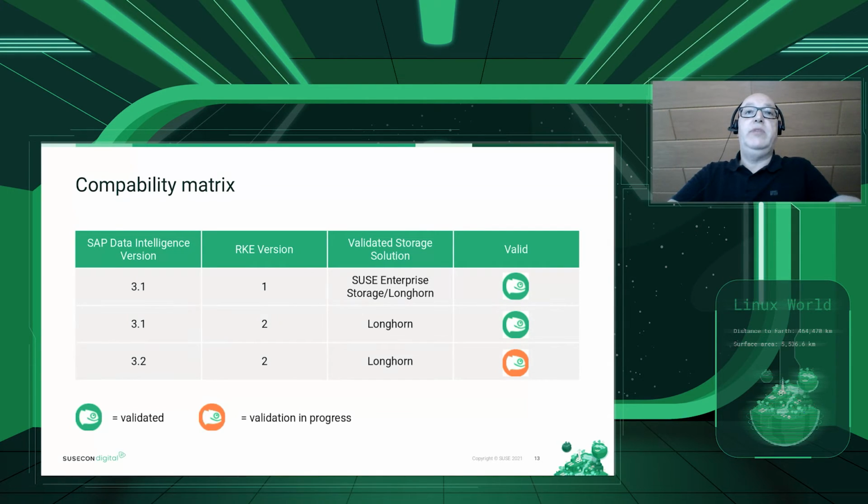The validation of SubData Intelligence on the different Kubernetes engines is performed by SAP and the Kubernetes engine vendor, in this case RKE, and SAP. We validated SubData Intelligence version 3.1 with RKE versions 1 and 2 using the SUSE Enterprise Storage or a Longhorn data storage cluster. Work in progress is the validation of SubData Intelligence version 3.2 with RKE version 2. So with this, I will hand over to my colleague, Kevin Klinger.